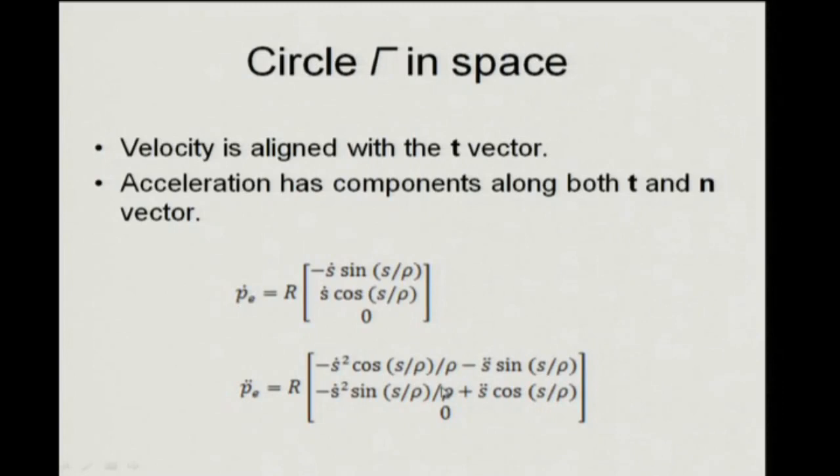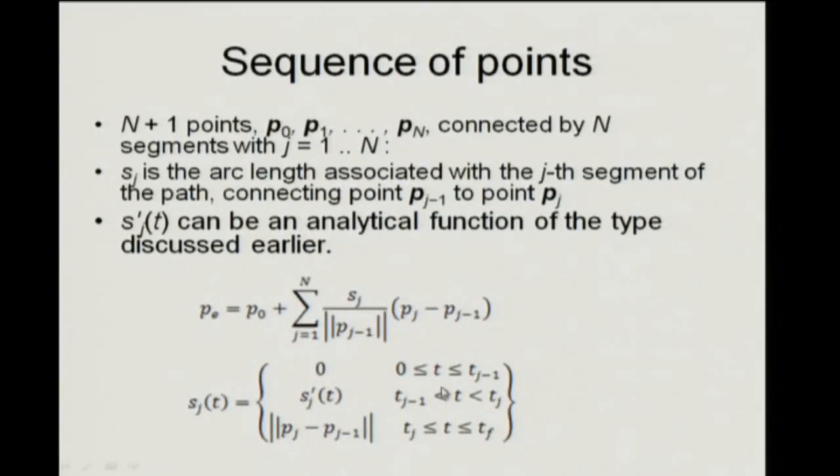So this is just derivation, so you can easily find out these terms and then you can map it. So finally we get to a sequence of points. You have n plus 1 points which are connected by n segments, and then you have the arc length associated with the jth segment connecting Pj minus 1 to Pj, and then you can essentially get this definition of the function, and now we are looking at Sj as a function of t. It is defined like this.